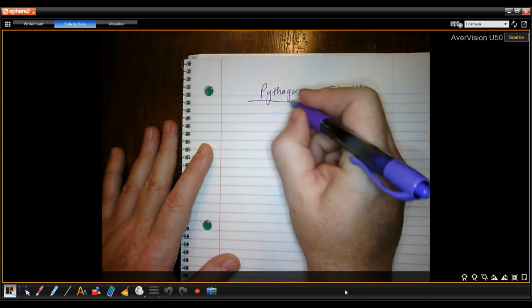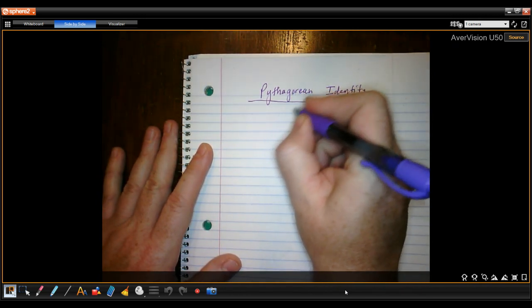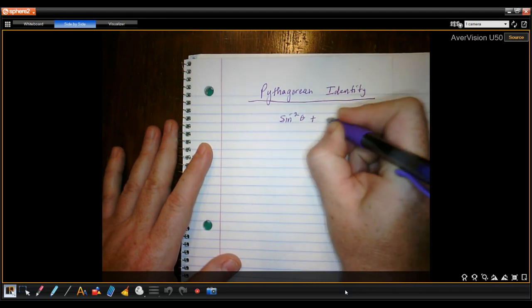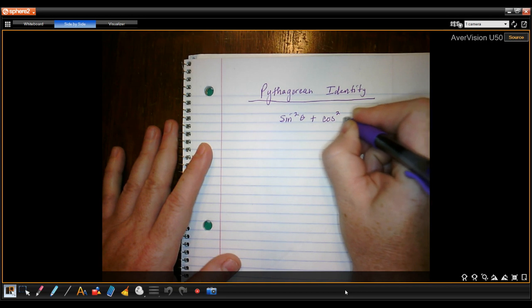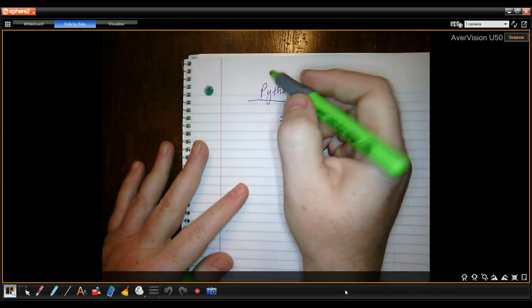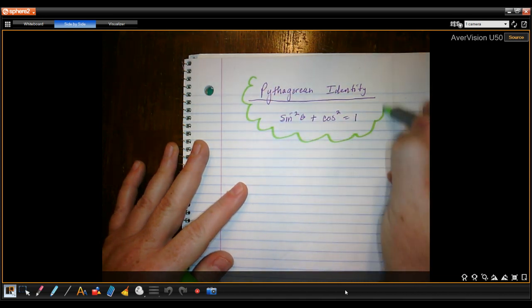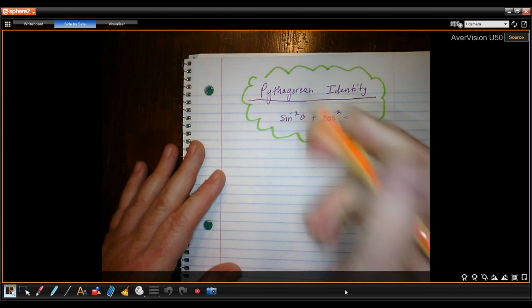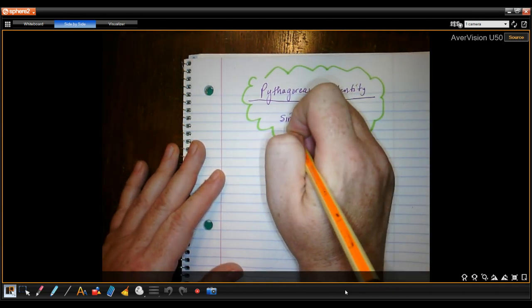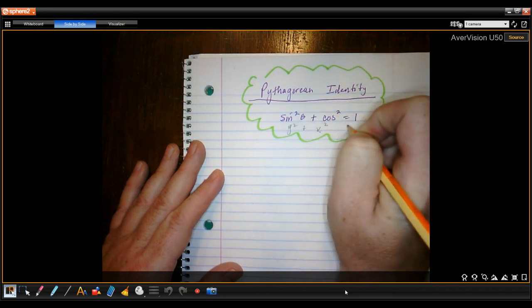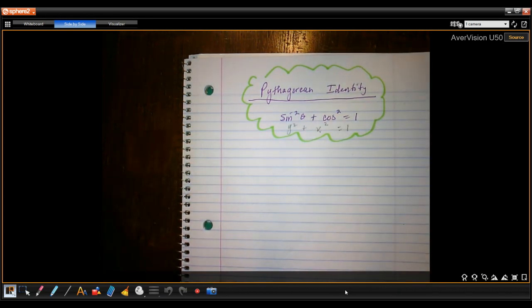So I'm going to do it again. Pythagorean identity is this: sine squared theta plus cosine squared theta equals 1. Or it's interchangeable. Either way, cosine squared plus sine squared equals 1. And where is that coming from? That's coming from the unit circle that we just did together. So that was coming from the y squared plus x squared equals 1. Okay, so that's the Pythagorean identity: sine squared plus cosine squared equals 1.